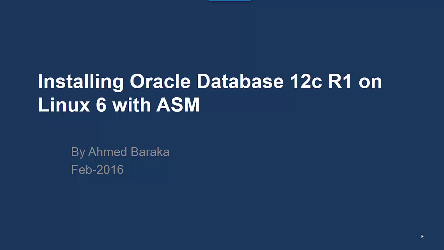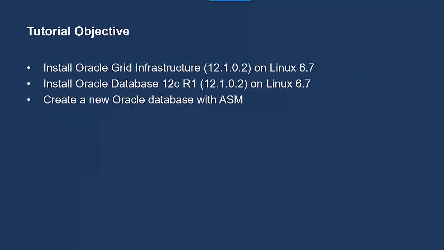Today we're going to talk about installing Oracle Database 12c Release 1 on Linux 6 with ASM. With this tutorial, you're going to learn how to install Oracle Grid Infrastructure version 12.1.0.2 on Linux 6.7. Also, we're going to install Oracle Database 12c Release 1, the same version 12.1.0.2, on Linux 6.7. And finally, we're going to create a new database with ASM.